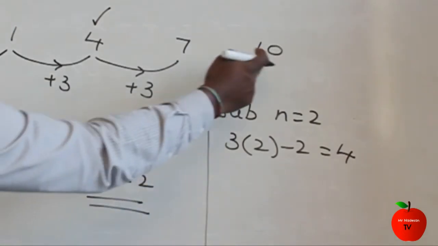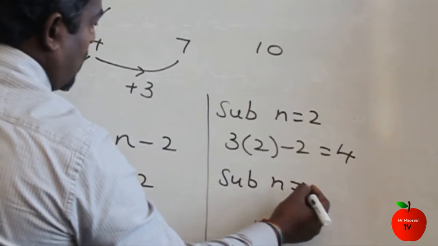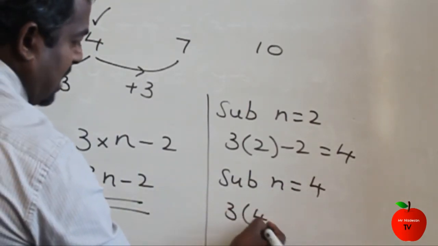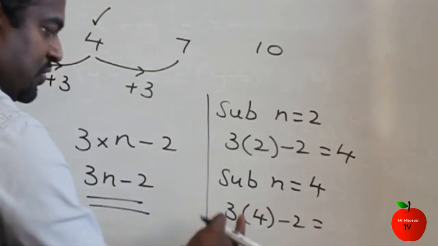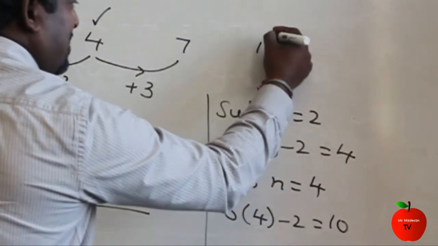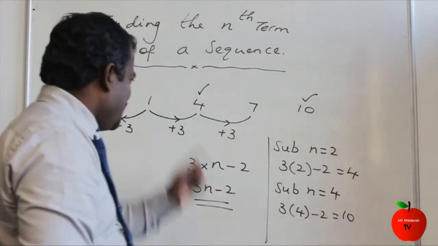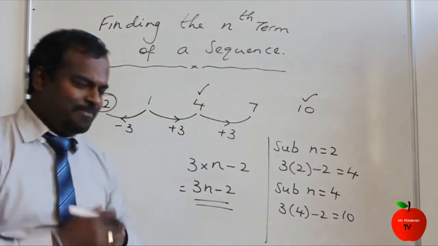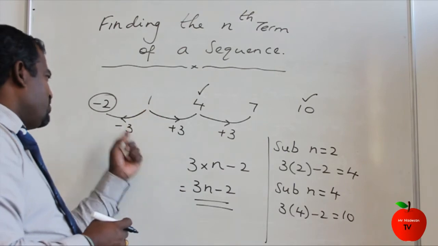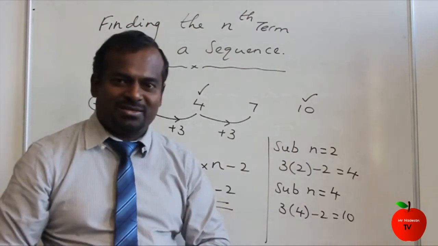Now you can check this one. Substitute n equal to 4. When you substitute 4, 3 times 4, take away 2. 3 times 4 is 12. Take away 2 is 10. You've got a 10 here. See how easy it is. So first get the difference, times by n. Opposite of plus 3 is minus 3. 1 take away 3 is minus 2. Put minus 2 here. You should know how to check your answer as well.